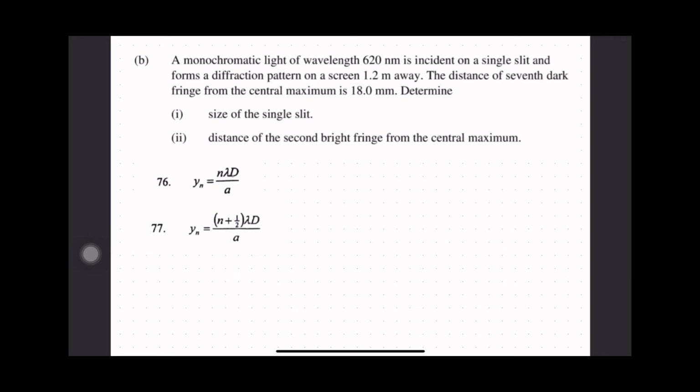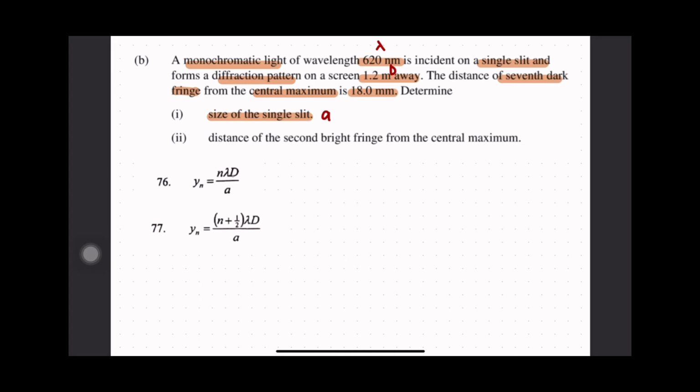Okay, next question B. A monochromatic light of wavelength 620 nanometer is incident on a single slit and forms a diffraction pattern on the screen 1.2 meter away. The distance of 7th dark fringe from the central maximum is 18 mm. Determine the size of a single slit. Size of the single slit maksudnya nak cari a. Dia dah bagi wavelength, dia dah bagi D, distance from the screen, and then dia bagi the distance of the 7th dark fringe.